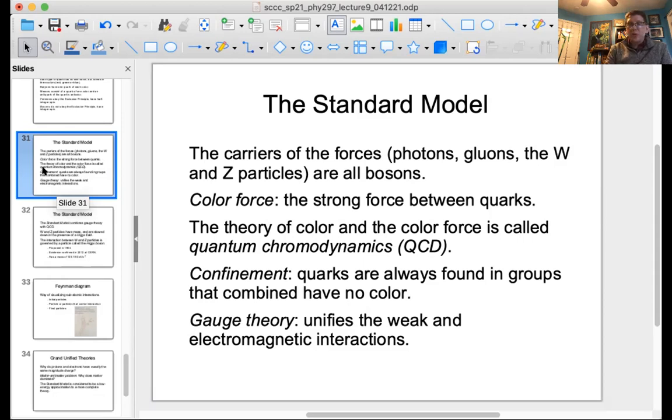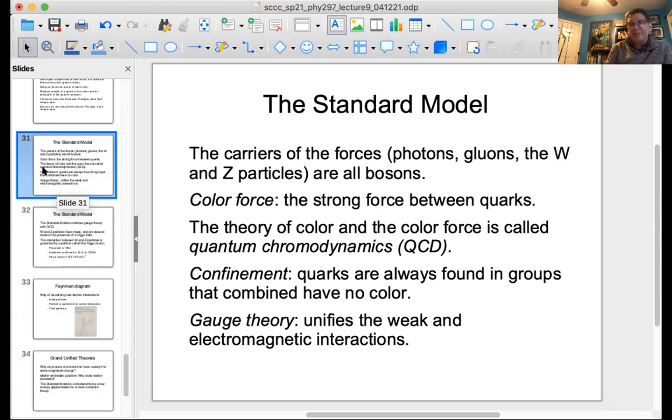Confinement means the quarks are always found in groups that combined have no color. Meaning that if you have red, green, and blue together combined, that's no color. If you have red and anti-red combined, that's no color. If you have blue and anti-blue combined, that's no color.